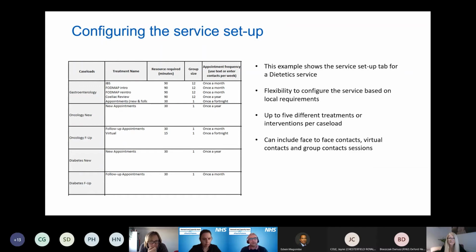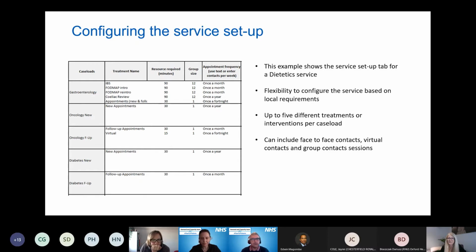So then we move on to configure the service setup. And this is essentially how the service is delivered within the caseload or the patient groupings that you want to model. In this case, you can see 5 of the 11 caseloads on the screen, just because otherwise if I tried to fit all 11 in, it would be quite tiny and wouldn't really view very well. But what we can see here is that in each of the caseloads, there's the option to include up to 5 further levels of granularity within the model, and that might be treatment, interventions, types of contact within each of those caseloads.